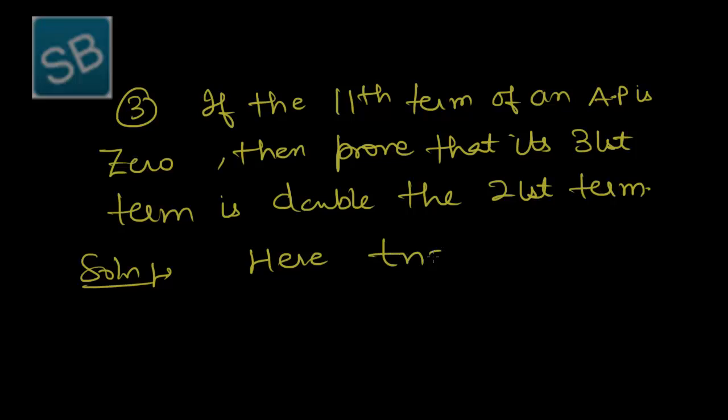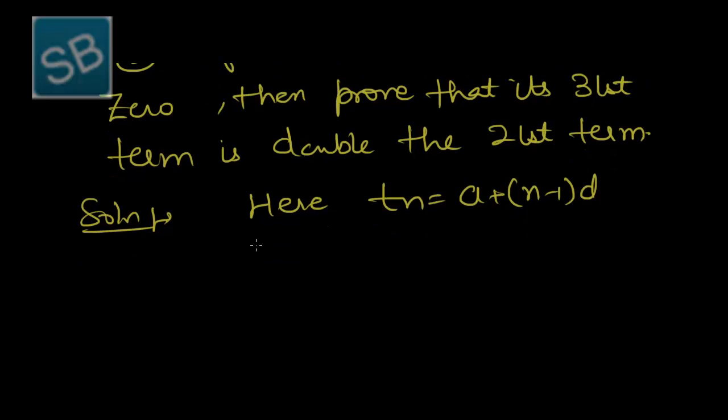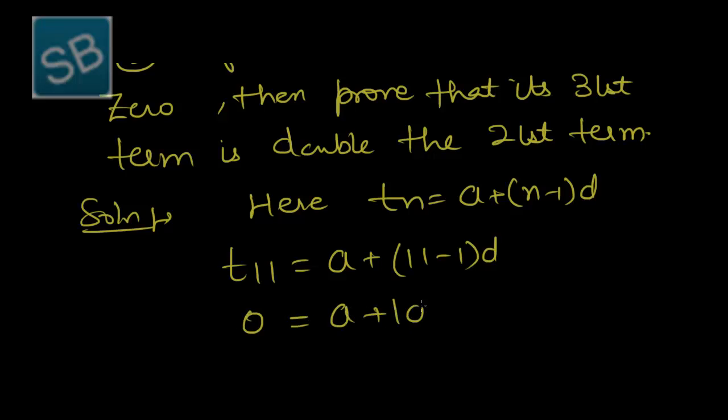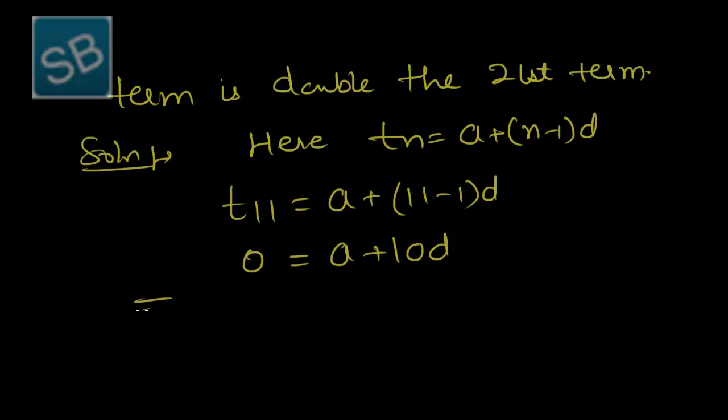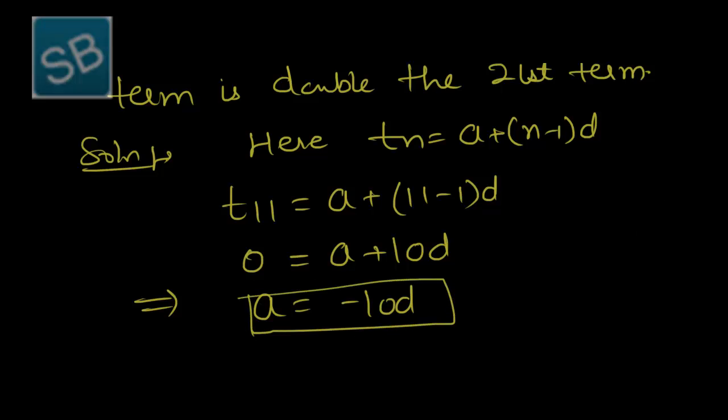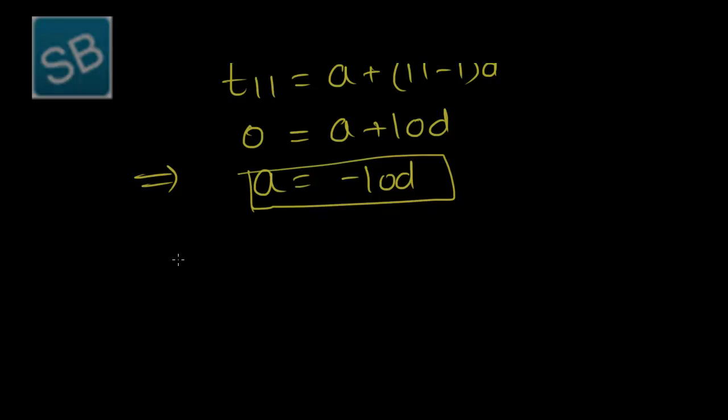Now the solution is, here Tn is equal to a plus (n minus 1)d. As the 11th term is 0, so T11 is a plus (11 minus 1)d. This is equal to 0, so we get a plus 10d is equal to 0. That implies a is equal to minus 10d. That is a relation between a and d. Now we have to prove 2 times T21, that is 2 times (a plus (21 minus 1)d, which is 20d). We have to prove this is equal to T31.